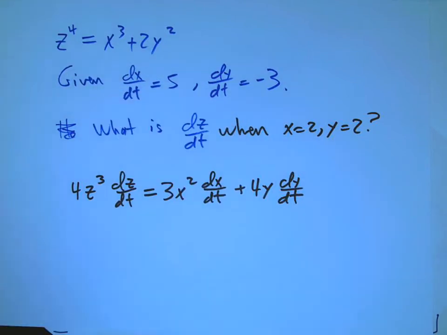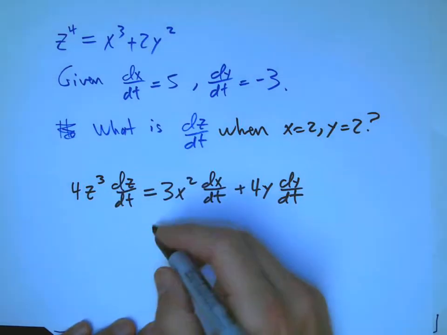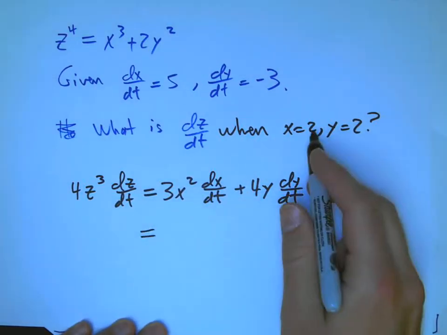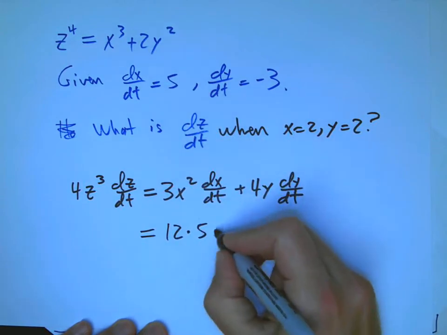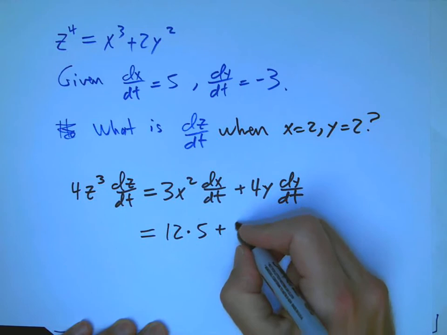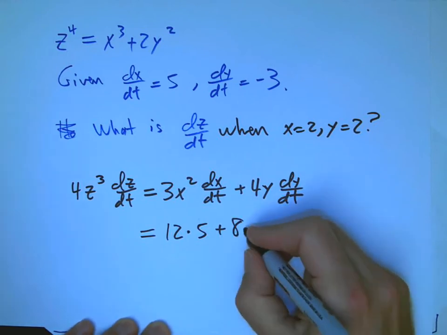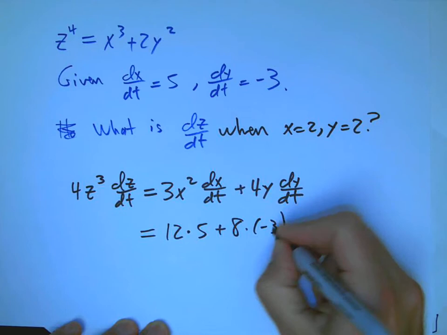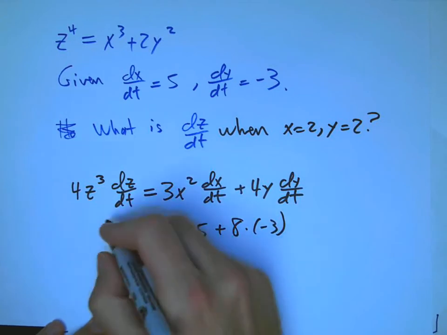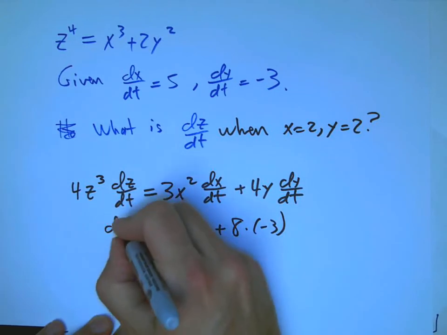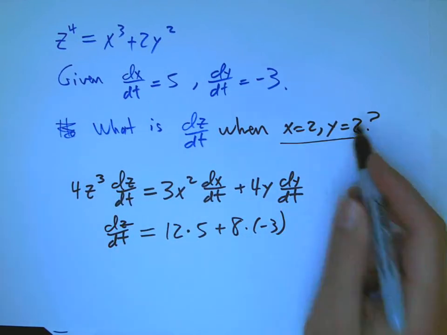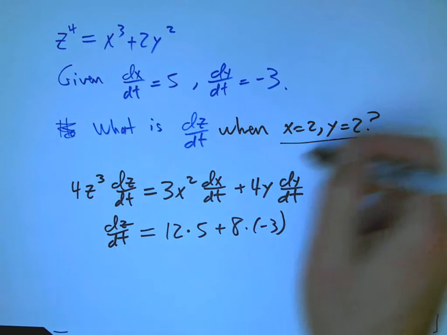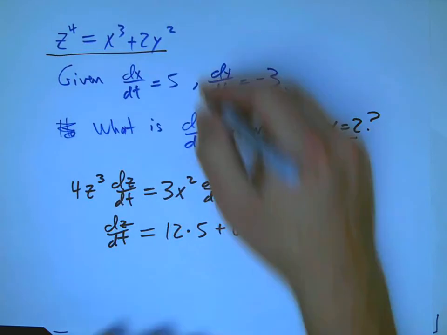Once you do that, you're ready to plug in any numbers that are given. You never plug in the numbers before you take the derivatives, because if you make variables into constants and then take derivatives, they're going to be 0, and that's going to be false. So I have values for almost all of this stuff. x is given as 2, so that's 12. dx/dt is 5. y is 2, so that's 8. dy/dt is minus 3. And dz/dt is what I want to solve for, so that's okay to leave in there.